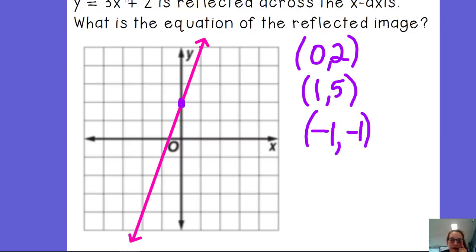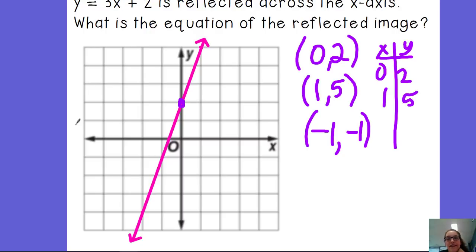I can also find those points by plugging into a t-chart. So like if I plug 0 in for x, 3 times 0 is 0, plus 2 is 2. If I plug 1 in for x, 3 times 1 is 3, plus 2 is 5. If I plug negative 1 in for x, 3 times negative 1 is negative 3, plus 2 is negative 1. That's how I got those points without graphing them.